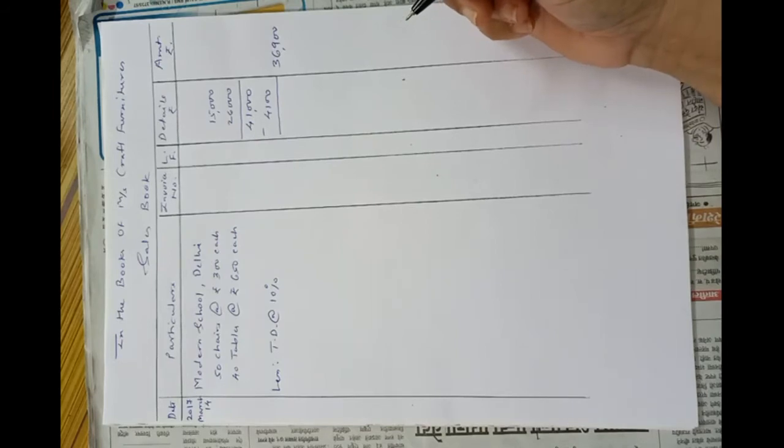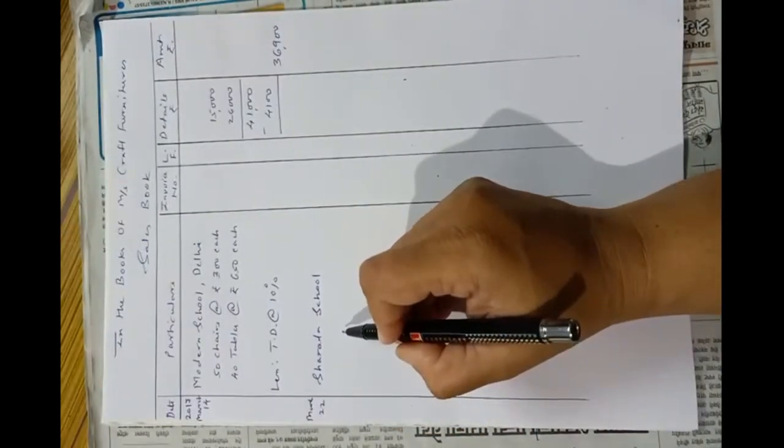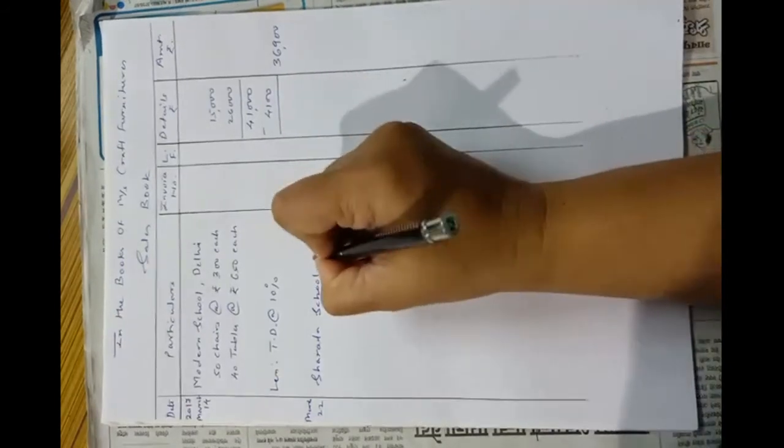Now as per our discussion, we have to skip the entry of 18th March because it is a cash transaction. Now the entry of 22nd March, sold furniture to Sharada School, Faridabad.